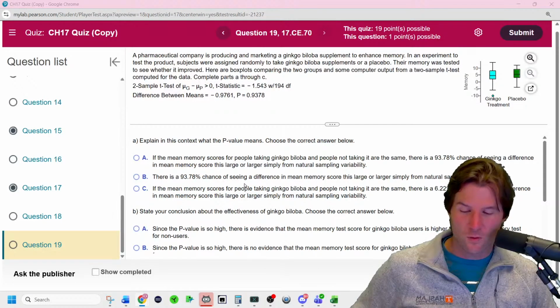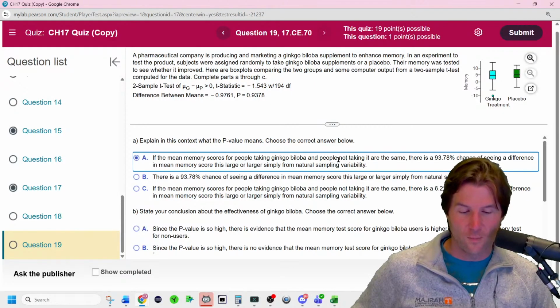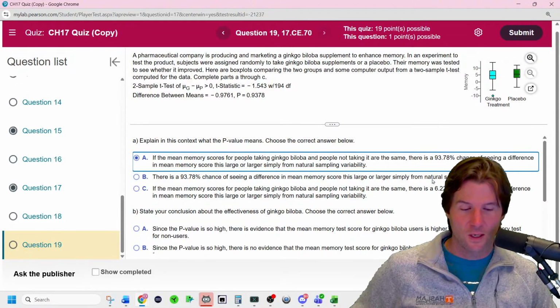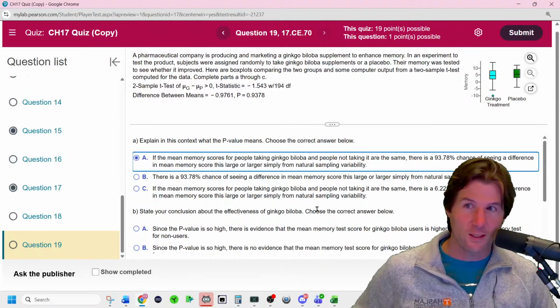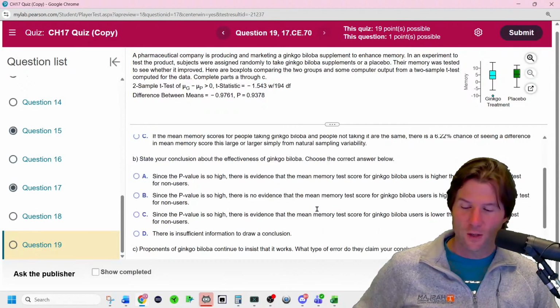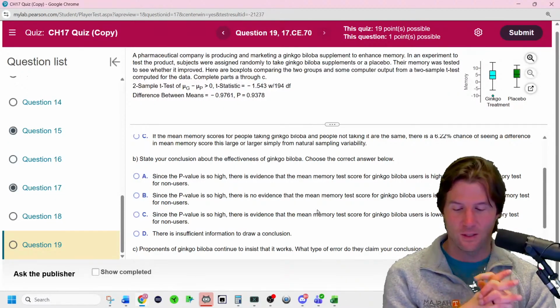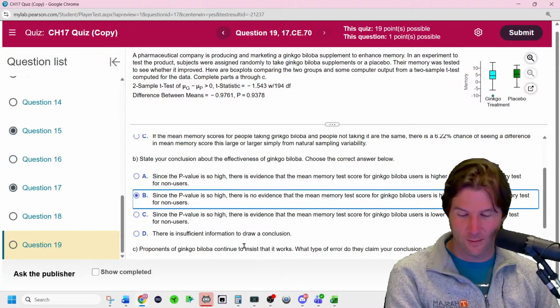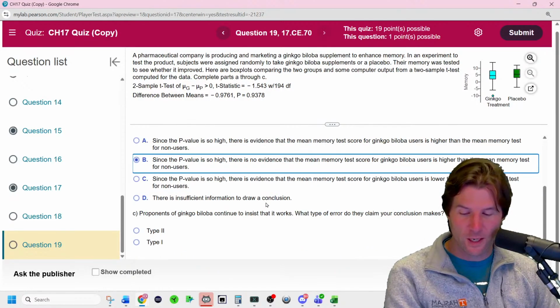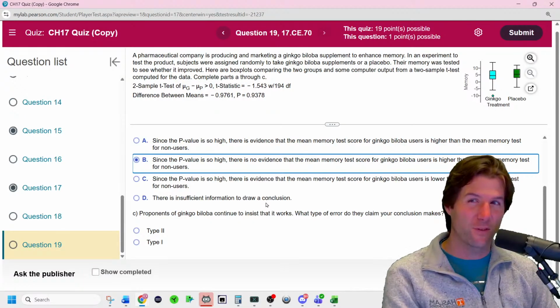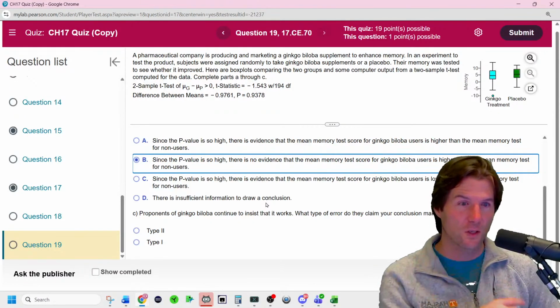If the mean memory scores for ginkgo biloba and people not taking it are the same, if there's no difference, that's the null, then there's this probability. So given the null is true, there is no difference. So the observed difference would occur, or one larger, because we're testing for a greater than difference, 93.78% of the time. So it's very likely to see something like this or larger. State your conclusion. P-value is high. Don't reject the null. Since the p-value is high, there is no evidence that the mean memory test for ginkgo biloba users is higher. I would probably say there's not sufficient evidence, or not enough evidence, or we lack evidence. So that would be good.